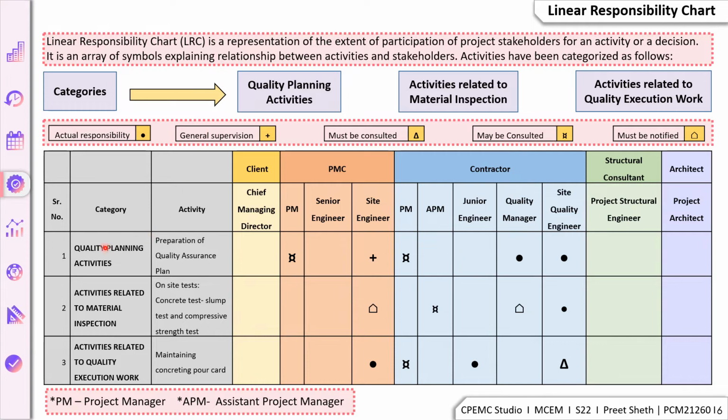So taking an example of quality planning activities, under that the activity selected is preparation of quality assurance plan, QAP. From the linear responsibility chart we can see that it is the actual responsibility of the site quality engineer and the quality manager from the contractor side to prepare the QAP. Then the project manager from the contractor side may be consulted for the same, and also the project manager from PMC may be consulted, and it is the responsibility of the site engineer from PMC to have general supervision for the same. And similarly, these two activities are there for material inspection and quality execution work respectively.